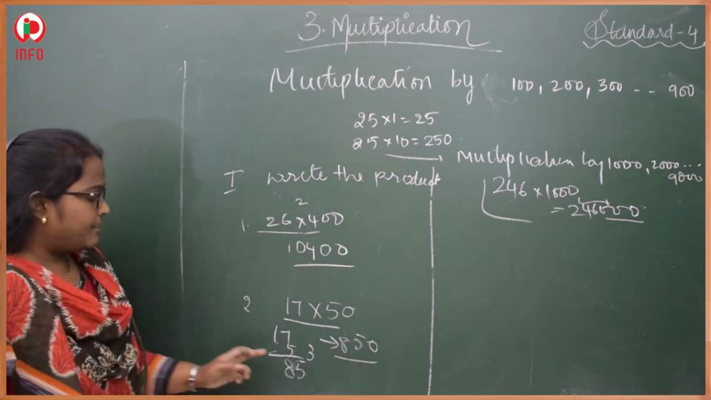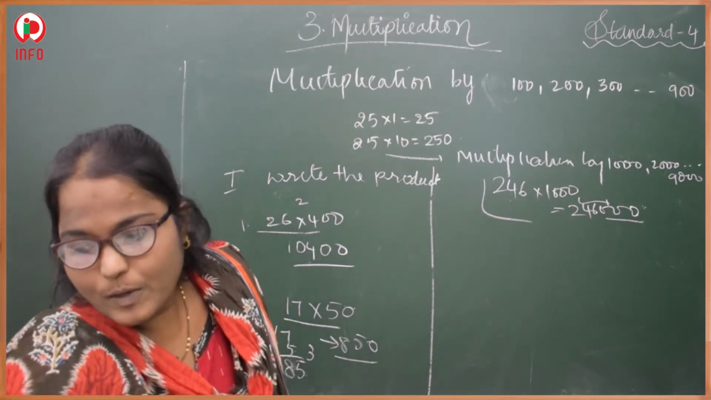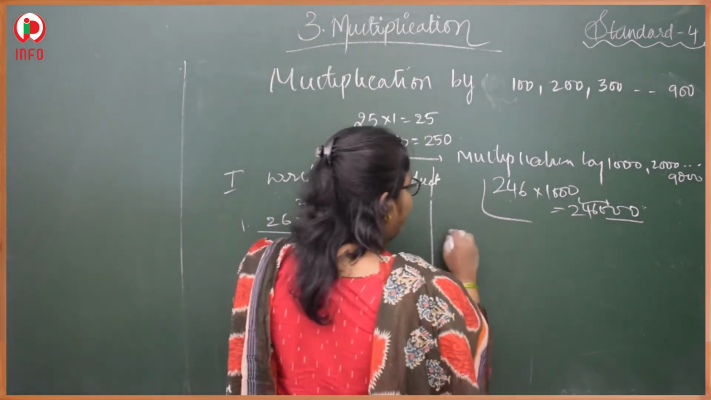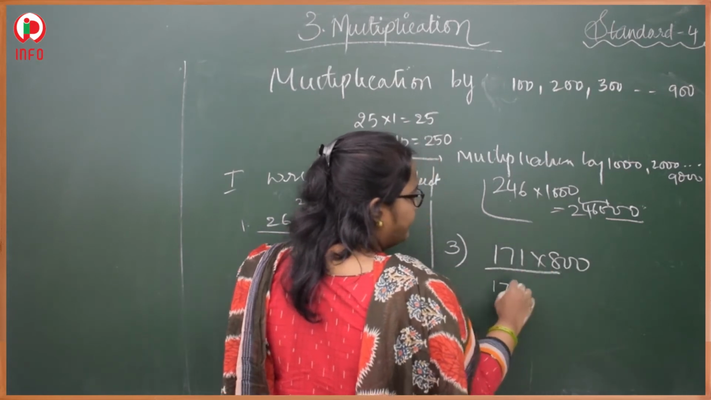850. Because 85 I got and I kept this 0. And the last question we are having, ma'am: 171 into 800. What is the next one? What are we having? 171 into. So what do we have to multiply?